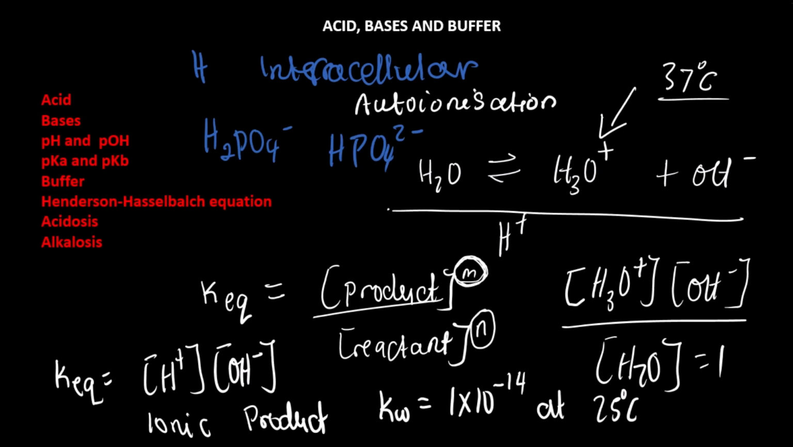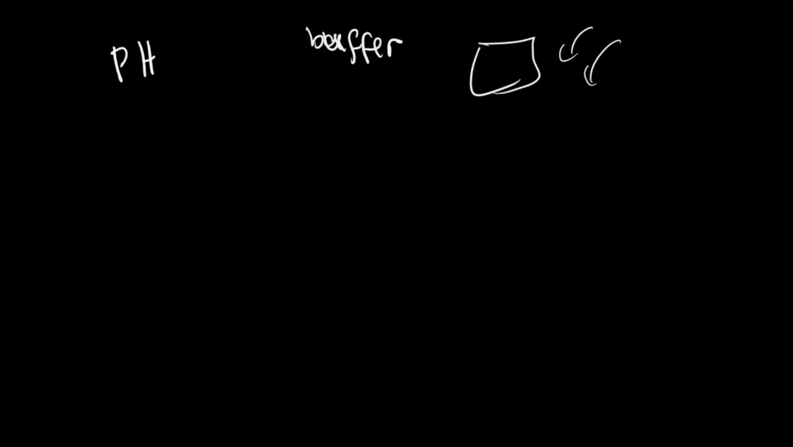Now we have seen the buffer system. Let's briefly take a look at the Henderson-Hasselbalch equation. The Henderson-Hasselbalch equation is an equation that is used to calculate the pH of a buffer. Now, we have what we call the buffer capacity. The buffer capacity is the amount of acid or base that a buffer is able to take up without a significant change in pH.